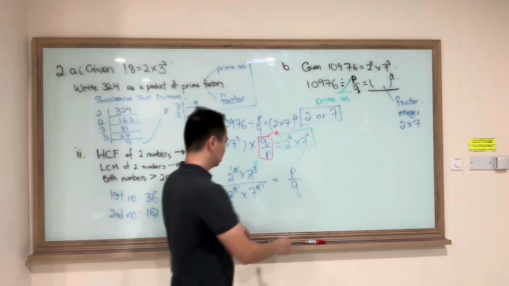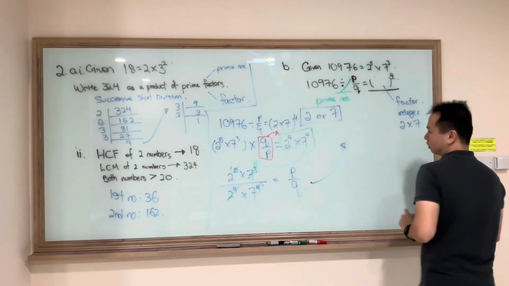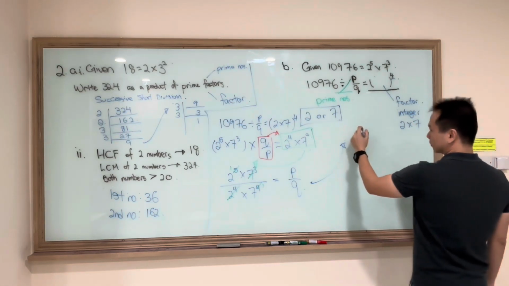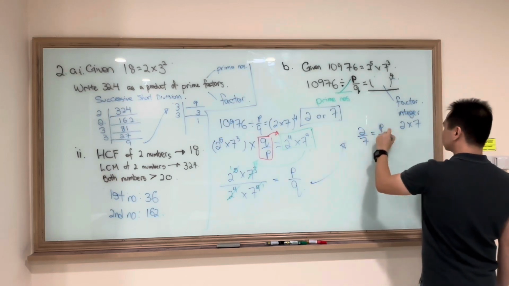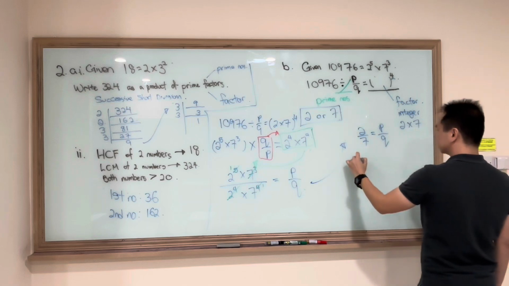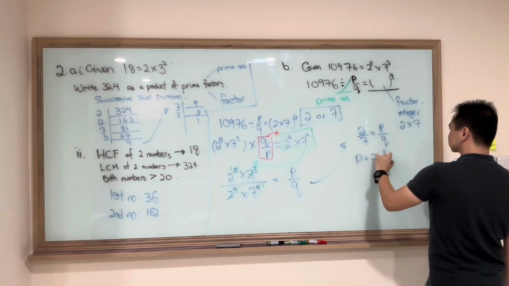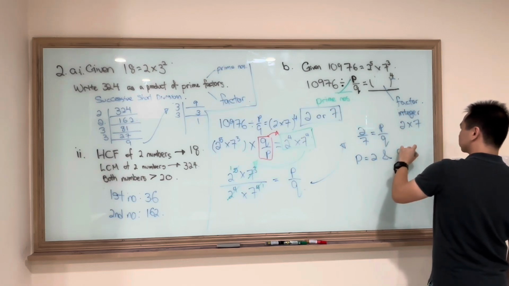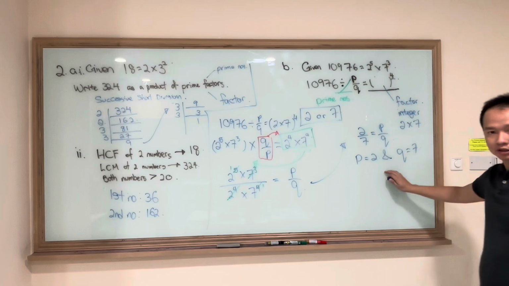Let's continue on this side of the board. So I have 2 over 7 is equal to P over Q. So by comparison, we can say that P is equal to 2 and Q is equal to 7. Okay, so far any questions?